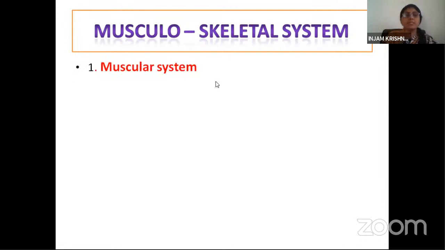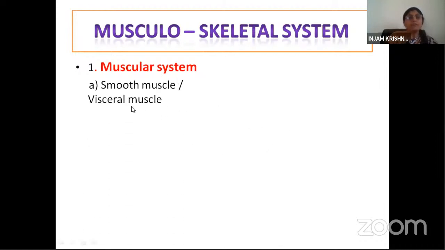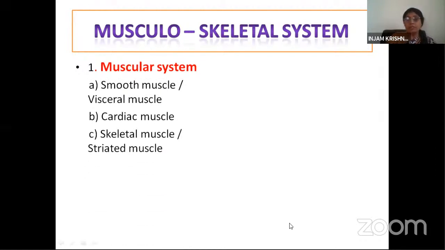Yes, the first one is the muscular system. The muscular system consists of three types of muscles. You might have already learned this in your lower classes. Here I am taking one indicator: smooth muscle or visceral muscle, cardiac muscle, and skeletal muscle or striated muscle. These three kinds of muscles constitute the muscular system.